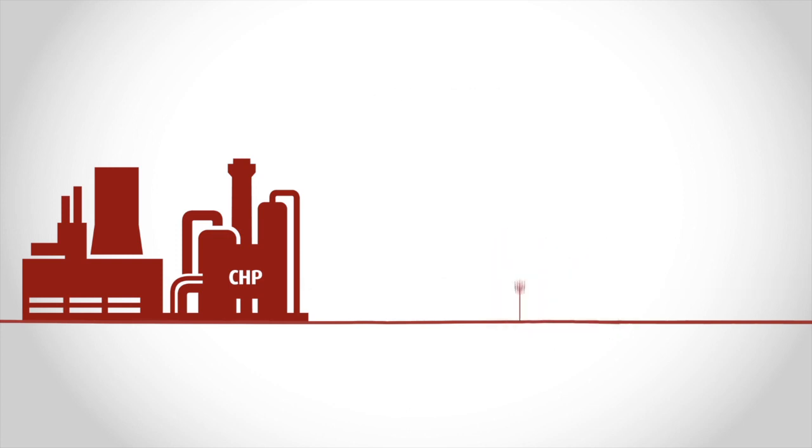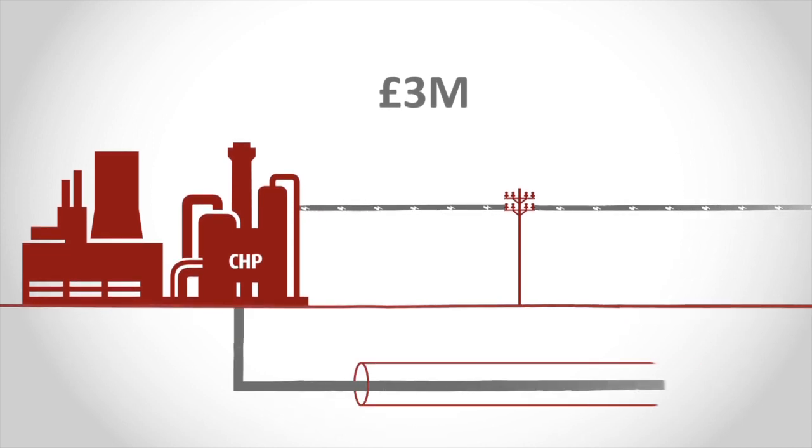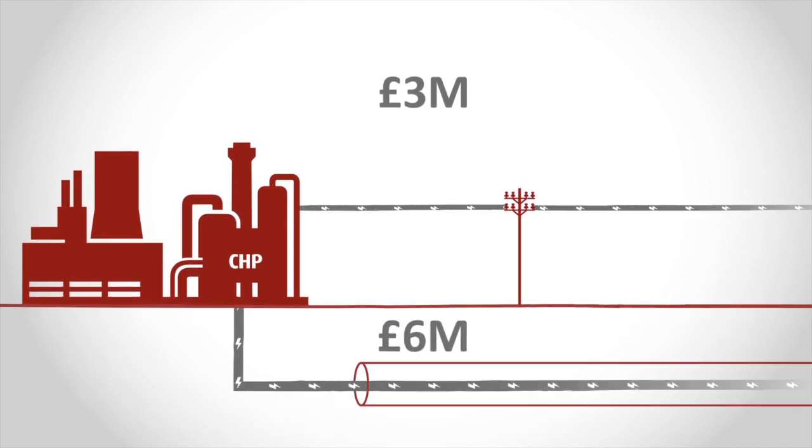Installing a new 33 kV overhead line to solve the problem at Wissington would have cost £3 million, and an underground cable would have cost £6 million. The quad booster was best value in this instance, as the traditional means of providing additional capacity for the site would be to install either an underground cable or an overhead line, both of which would take longer and cost more.